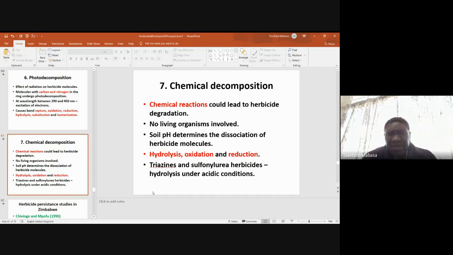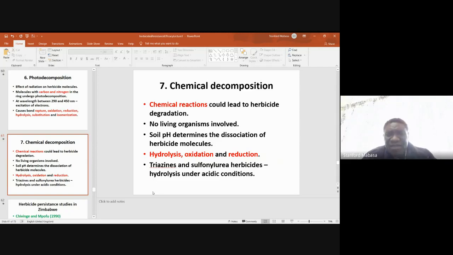The herbicide, if it is applied to the soil surface, can actually react with the soil. So there could be purely chemical reactions which lead to herbicide degradation. There's no living organism involved. Soil pH determines the dissociation of herbicide molecules. Again, hydrolysis, oxidation, and reduction can take place without the presence of enzymes from living systems. This is just a straightforward test tube reaction.